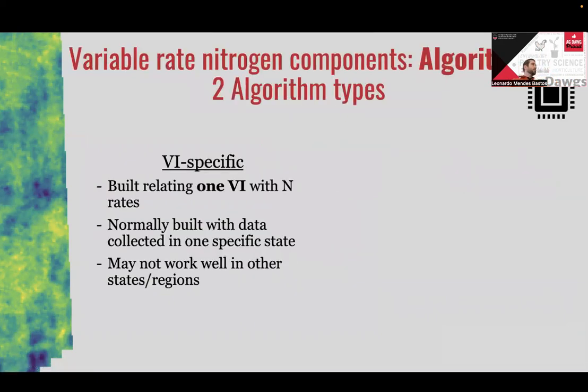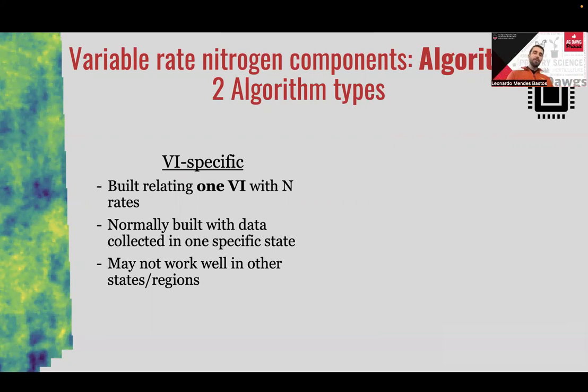In general, there are 2 different types of algorithms. One would be vegetation index specific, and in that case it is normally built relating one vegetation index, let's say NDVI, with rates. So you go out to a field, you apply different nitrogen rates, and you come with a sensor and measure the reflectance, calculate NDVI, for example, out of those different rates and relate those 2 things. So crop response to nitrogen with NDVI.